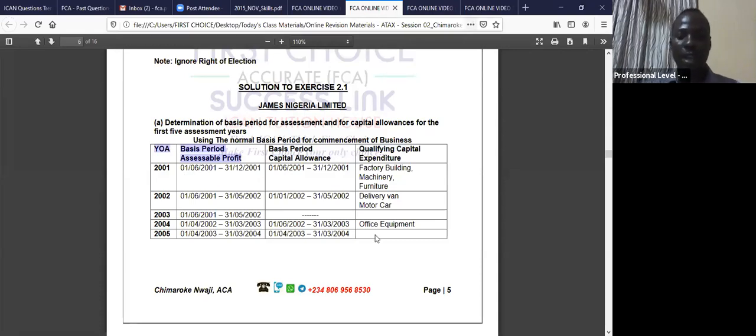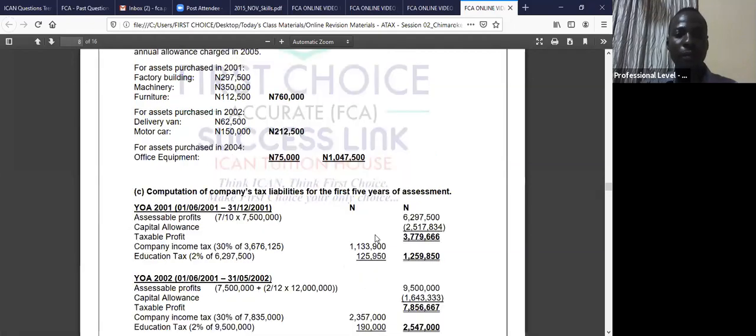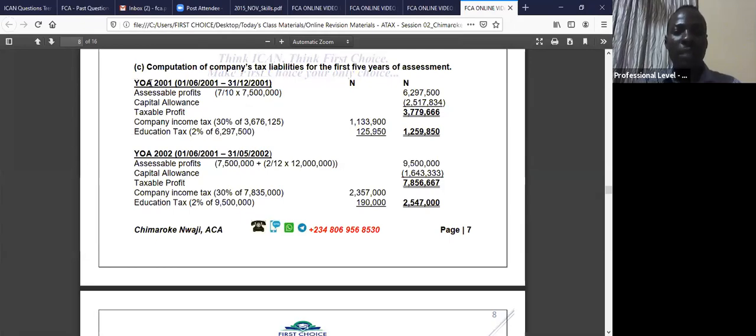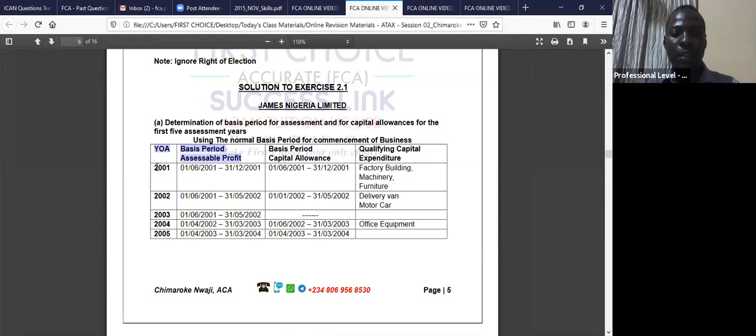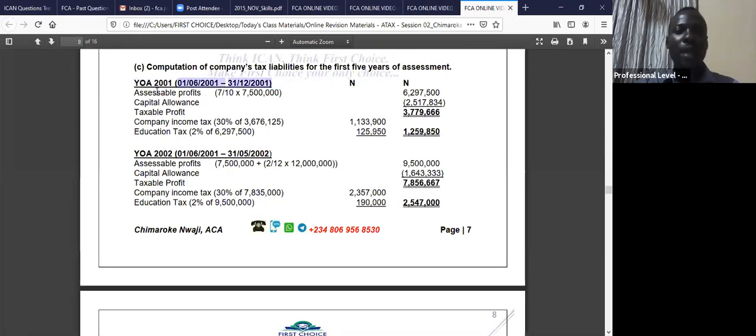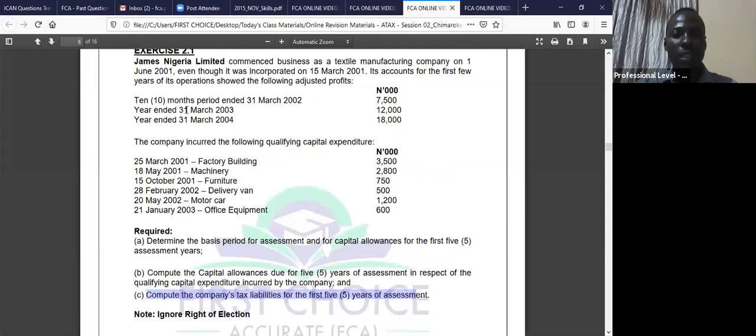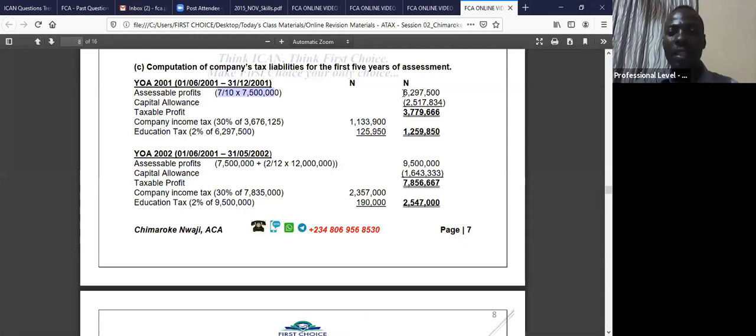So what we now do here is we go to the first year. Look at the first year, the year of assessment, 2001. Basis period is going to be this. So what's our assessable profit? This basis period is 7 months. But you were given a 10-month period account, and we need 7 months. So all we need to do is to get 7 months out of the 10 months. So that's what we did here. Take 7 months out of the 10 months, and you get this 6,297,500. That's your assessable profit.